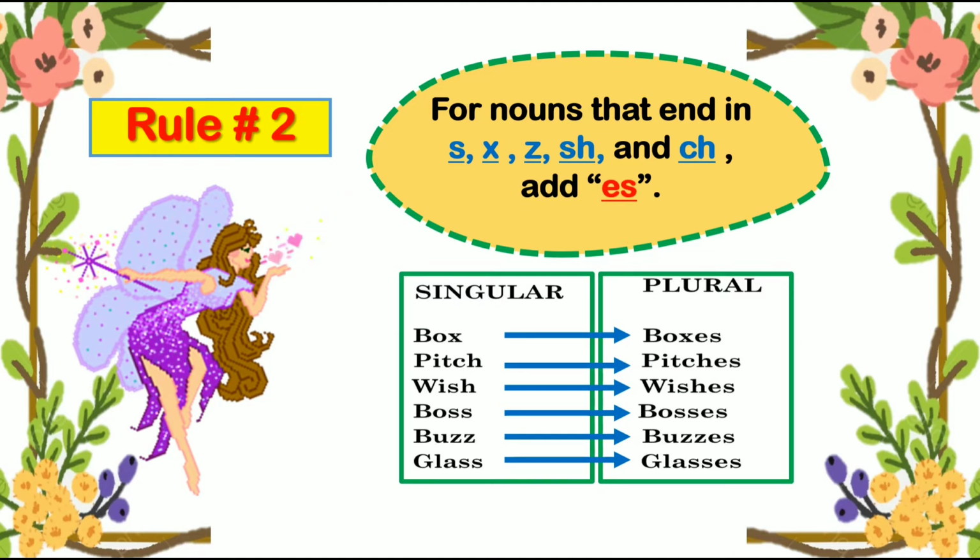So again, for the second rule, remember that if the noun ends with s, x, z, sh, and ch, you add es.